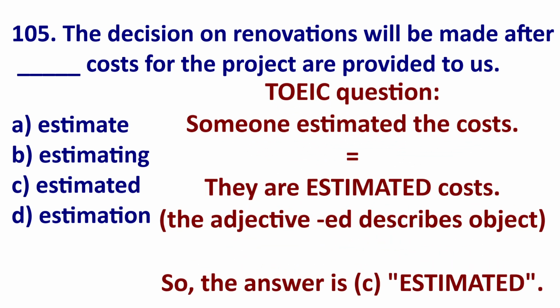So someone estimated the costs. Okay, so costs is the object. So we will use ED. They are estimated costs. Therefore, the answer is C. Let's do the next question.